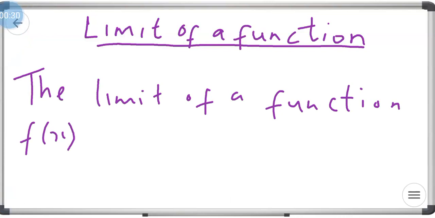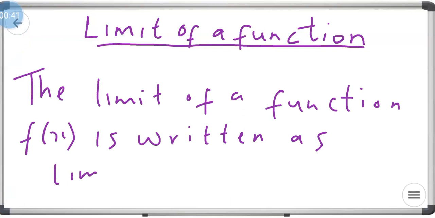The limit of a function f of x is written as lim f of x, then x tends to a. So from here, our x is ranging from a. x can be ranging from 1 to infinity, but here x is ranging from a. So we said the limit of a function f of x is written as lim f of x, x tends to a. So quickly, let's check a few questions under limit of a function.